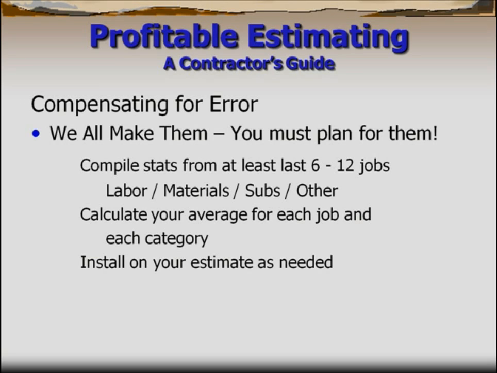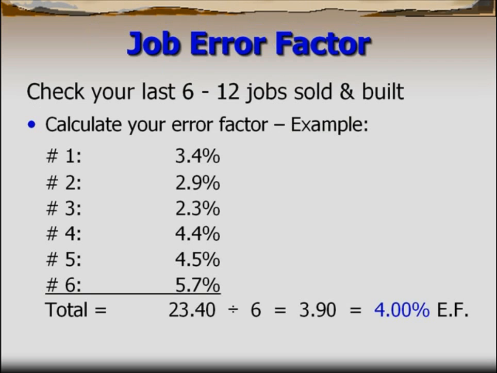What you want to do is back up and check your last 6 to 12 jobs, something like that. Figure out what your estimated cost against your actual cost were for labor, materials, subs, and other costs. Calculate the average for each job and each category, and then come up with a number. Here's an example. You've got the last 6 jobs you did. Here's your average estimate error factor. You total them all up, divided by 6. So your average is running about 3.9%. Let's just say 4%. Always round up.